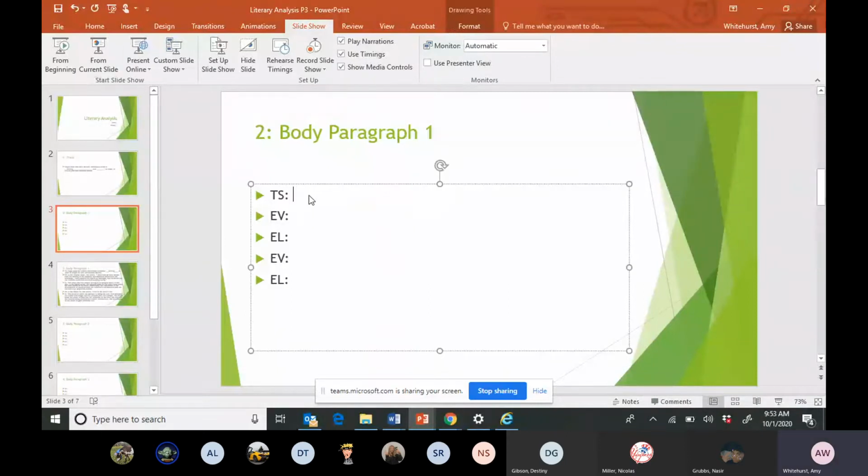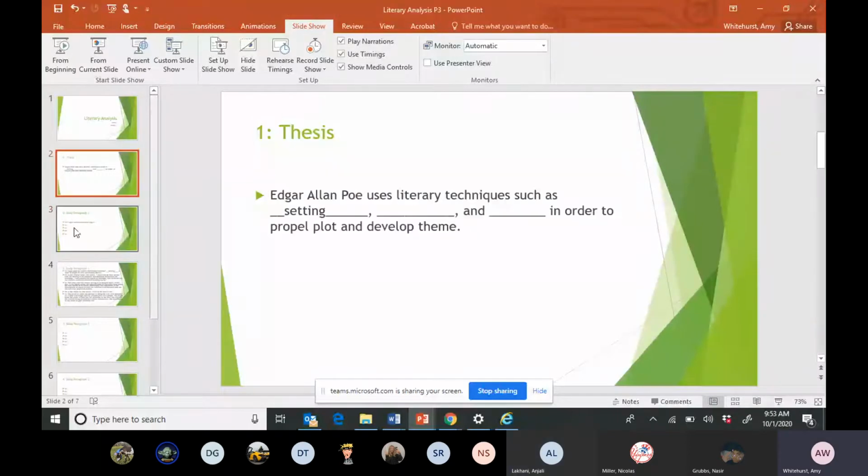All right, so for our topic sentence, we are going to say Edgar Allan Poe uses setting to do what? What was our prompt that we're focusing on? And what are we trying to relate those literary techniques to? To propel the plot and develop themes. Yes, so that comes directly from our thesis and from the prompt. So to propel plot and develop themes.